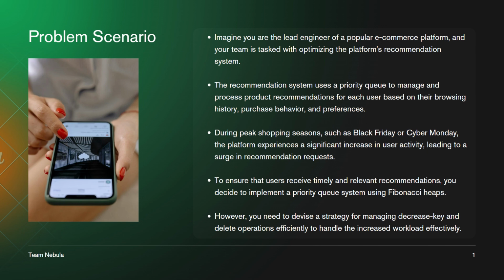So, during peak shopping seasons such as Black Friday or Cyber Monday, the platform experiences a significant increase in user activity, leading to a surge in recommendation requests. To ensure that users receive timely and relevant recommendations, you decide to implement a priority queue system using Fibonacci heaps. However, you need to devise a strategy for managing decrease key and delete operations efficiently to handle the increased workload effectively.